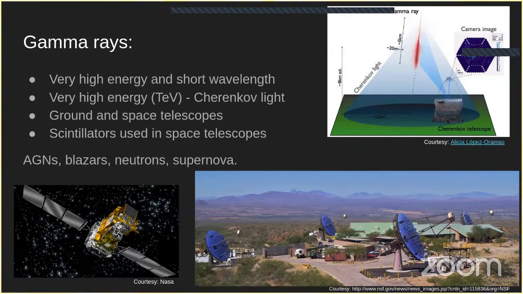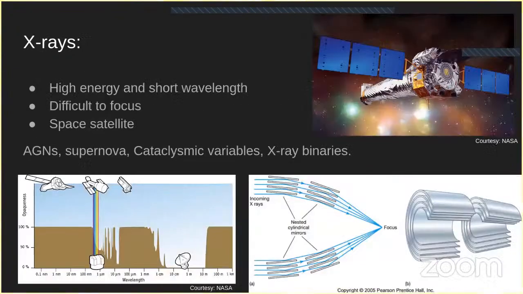The other places where they're emitted are blazars, neutron stars and supernovas. Supernovas are the remnant of a dead star. A neutron star is what a massive star becomes when it dies. It's a very compact star.